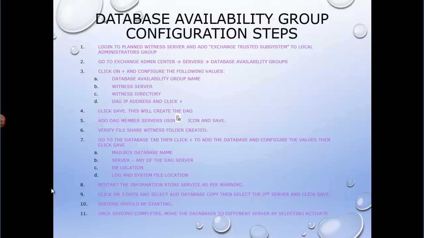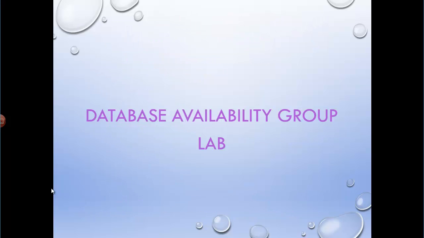Then there are 3 dots on the right side, and you can create the second copy using those 3 dots to the second server. Then seeding should start by doing this. Once seeding completes, move the database to a different server to see if you can do the failover. So we will see this in the next lab, which is going to start now.